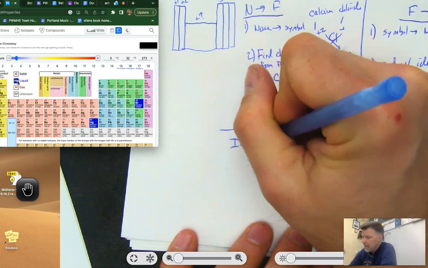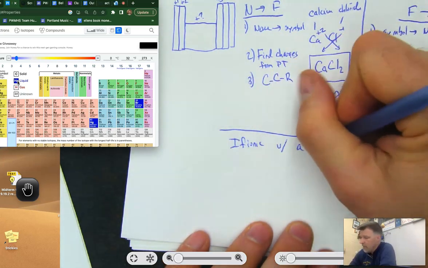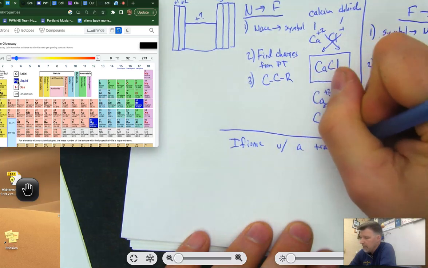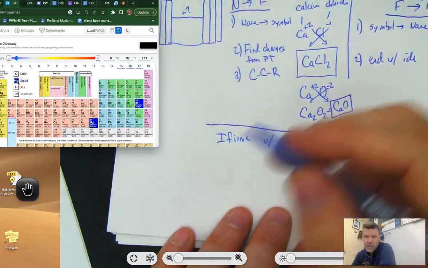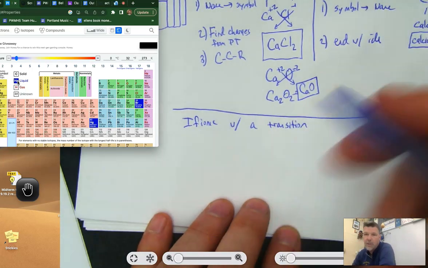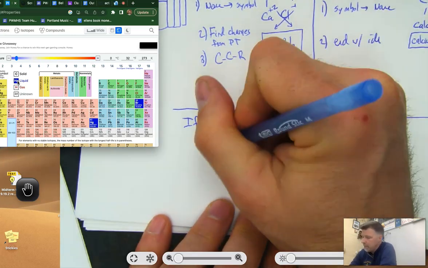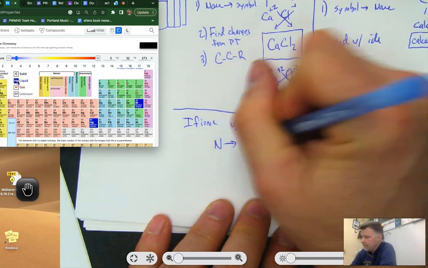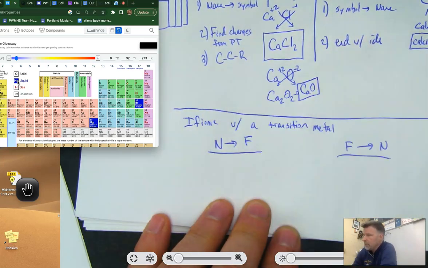If it's ionic with a transition metal. So the metal is coming from a part of the periodic table that we do not know its charge by looking at the periodic table. So there's going to be a small twist you're going to have to do in the naming in order to actually tell the reader what the charge is. So as a transition metal, name to formula, formula to name, as we go through.